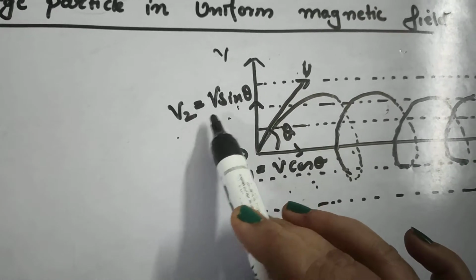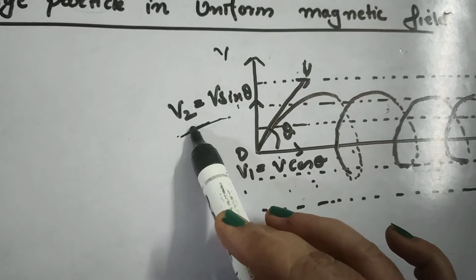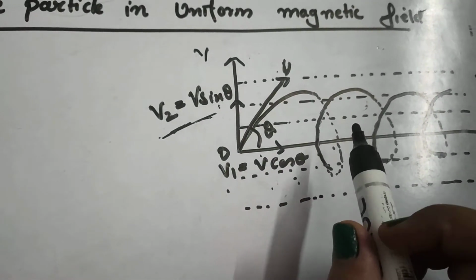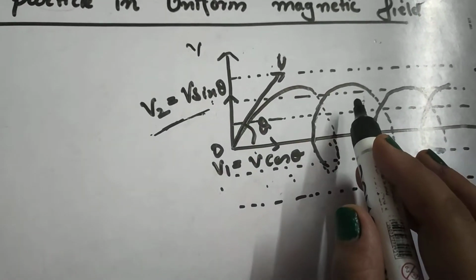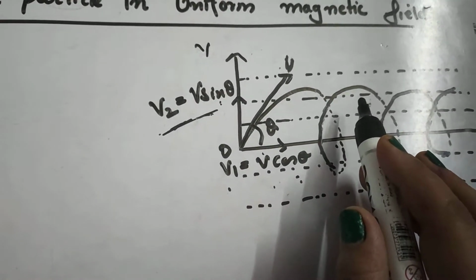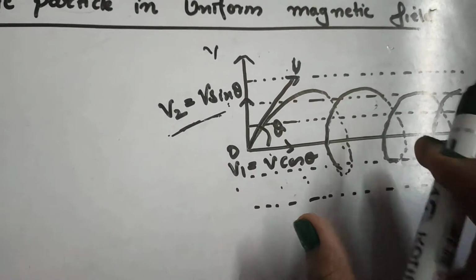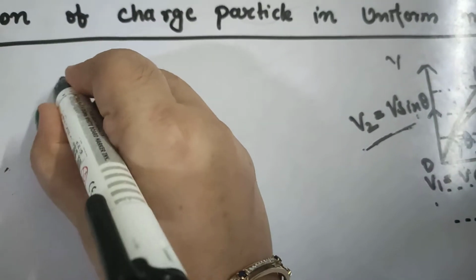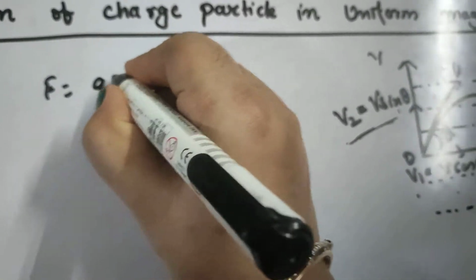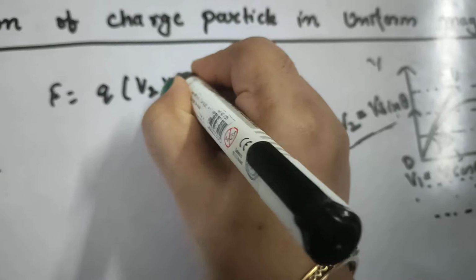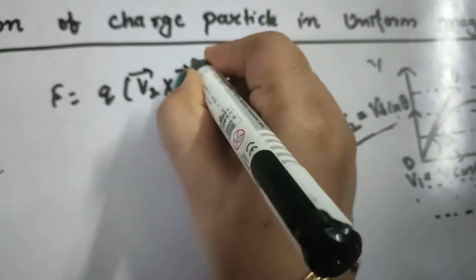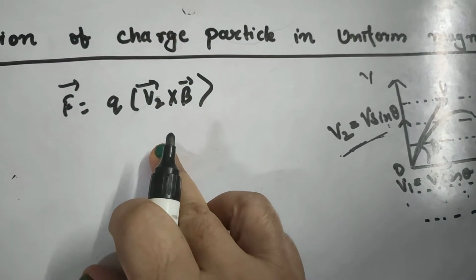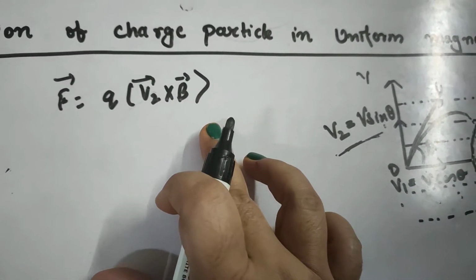Now for this component v2 equal to v sin theta and uniform magnetic field B. Since this component is perpendicular to the direction of magnetic field, the charged particle will experience some force, and that force is given by F equal to Q V2 cross B, and the direction of this force will be perpendicular to the plane containing V2 and B and given by the right hand rule.